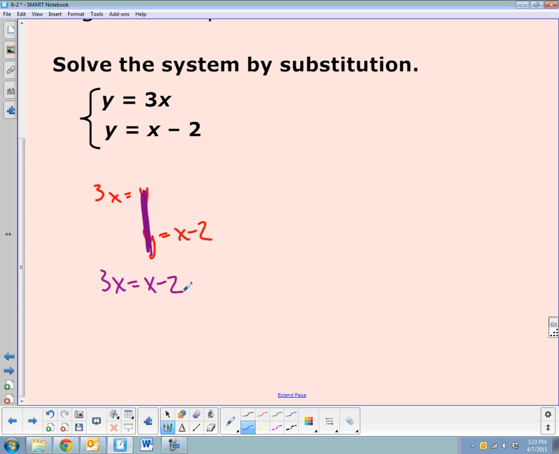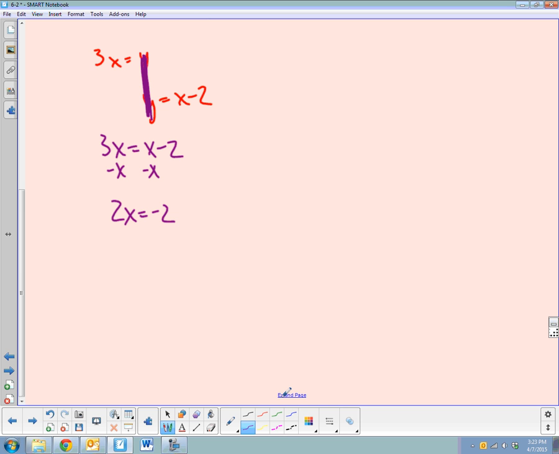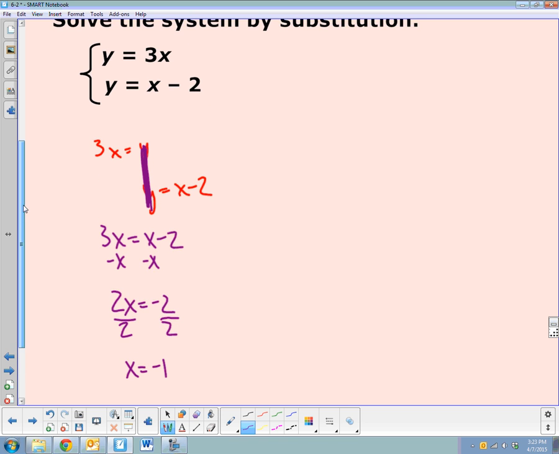Well, that's nice because that's one equation with one thing we don't know, one unknown. So let's solve for x. I've got 3x equals x minus 2. I got to get all my variables onto one side, and so I'm going to subtract x from both sides. 3x's minus an x gives me 2x's equals negative 2. And if I divide to get x all by itself, I get that x equals negative 1. So I've solved for x. I know what x equals. X equals negative 1.